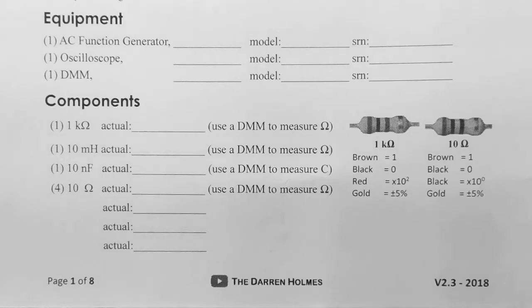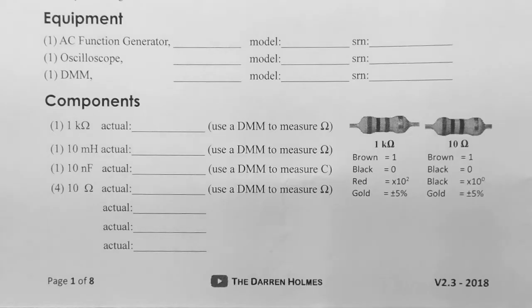As with all labs, we have a section for equipment and the components we use. So today we're going to be using the KEYSIGHT EDUX 1002G oscilloscope with built-in function generator. And we're going to use the Mastech digital multimeter. Now it's very important that every time you do a lab, you do actually measure your components so you can see if they're within tolerance.